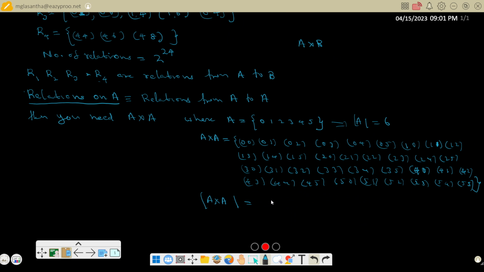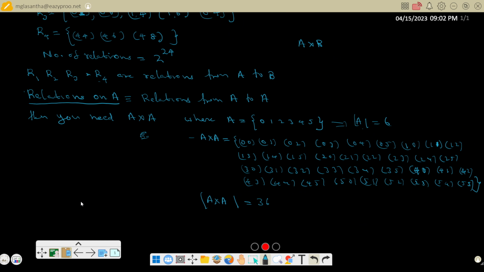Cartesian product A cross A. Cardinality of A is 6, no? Then the cardinality of A cross A is 36. If you count, you will get 36 members. So set A cross A has 36 members.